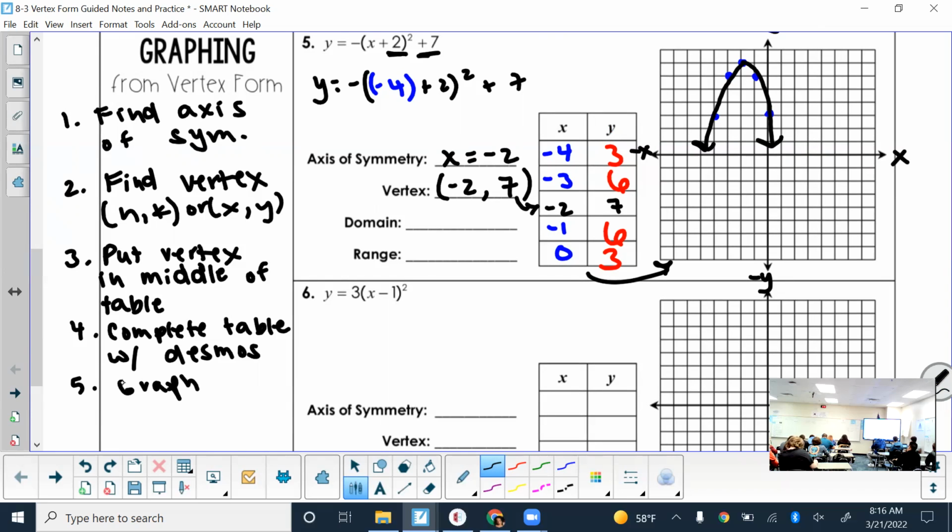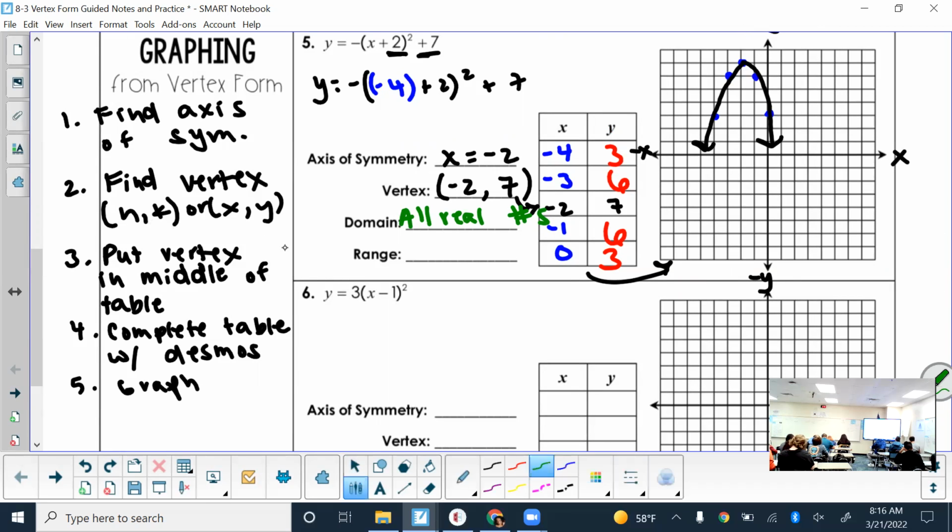All right, so 2 more things we need to do is domain and range, which I'm hoping you guys have the hang of by now because we've been doing it all year. What did we say the domain will be for parabolas always? All real numbers. What about the range? Is it going to be all real numbers? No. The range does, so the y's, the graph doesn't go infinitely up and down, right?